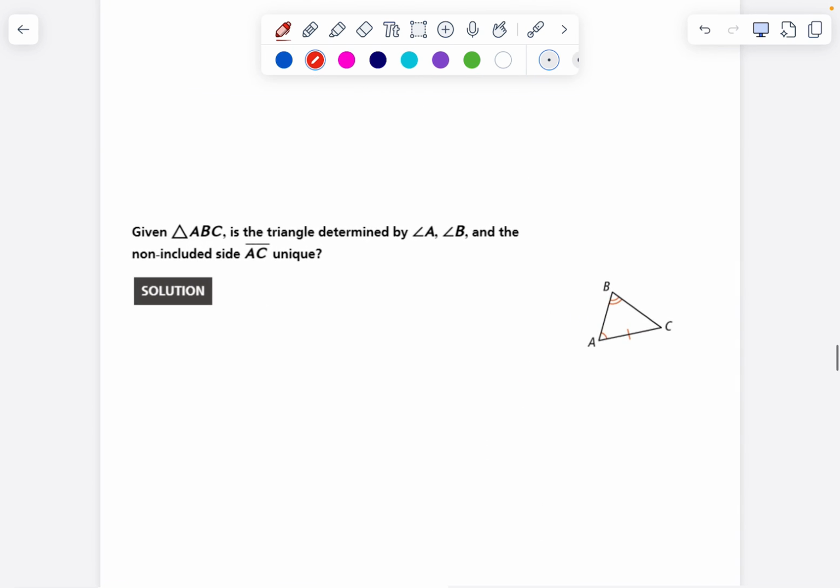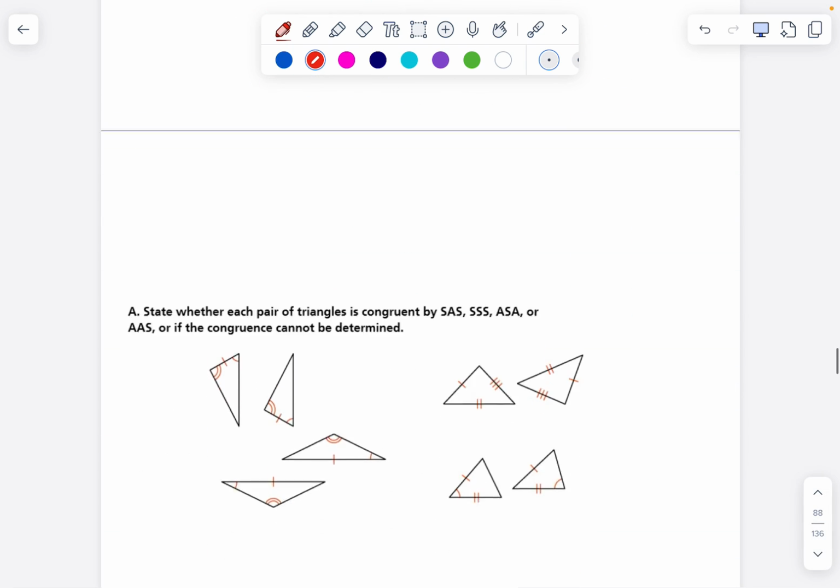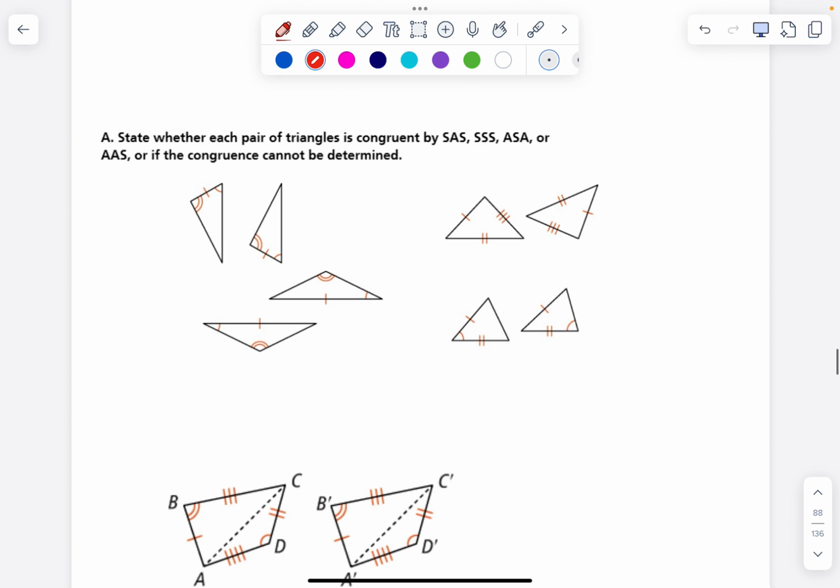All right, how about this one? Are they congruent? And if so, which theorem? I know there's only one, but which theorem would you use on this one? Just practicing seeing it. Which one is it? Angle, side. Okay. All right, let's do a few more and then we'll stop.